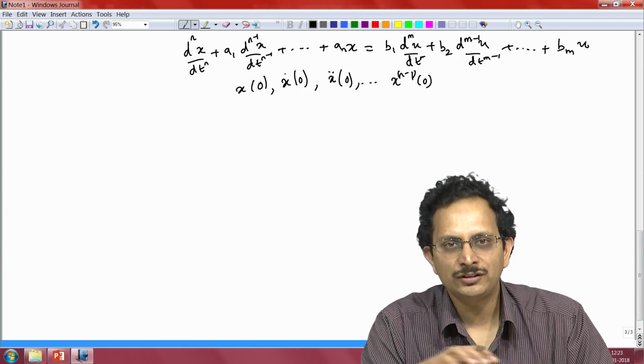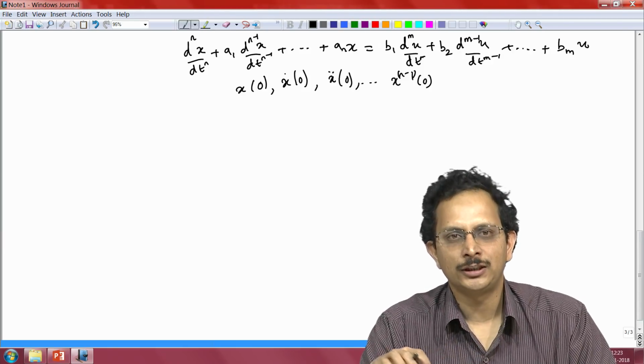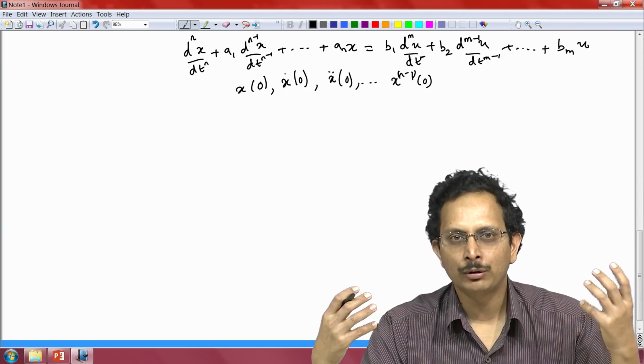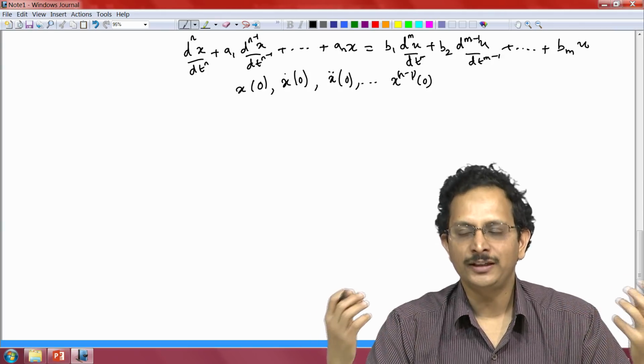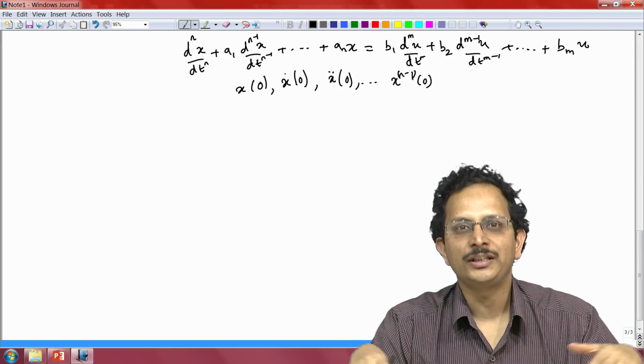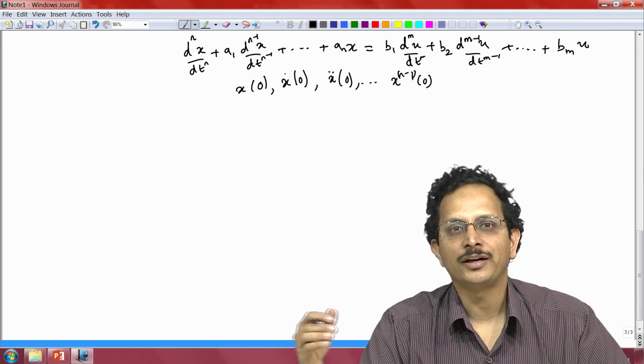So, we have this differential equation with these initial conditions. We shall now start out by looking at how one can obtain the response x of t for the specified set of initial conditions and the specified input u.